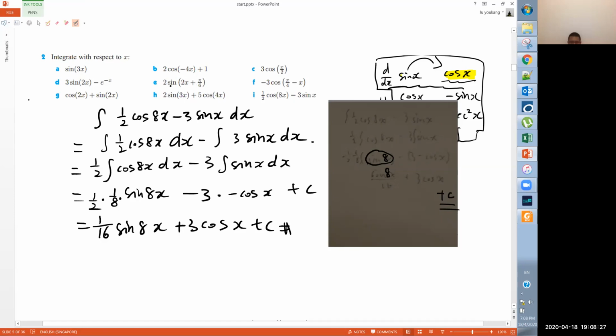Okay, so in fact, I saw this question, 2e, which is also quite interesting. So how do you solve 2e? Because instead of just one term, 2x, you have this plus pi over 6. So how do you solve this question?